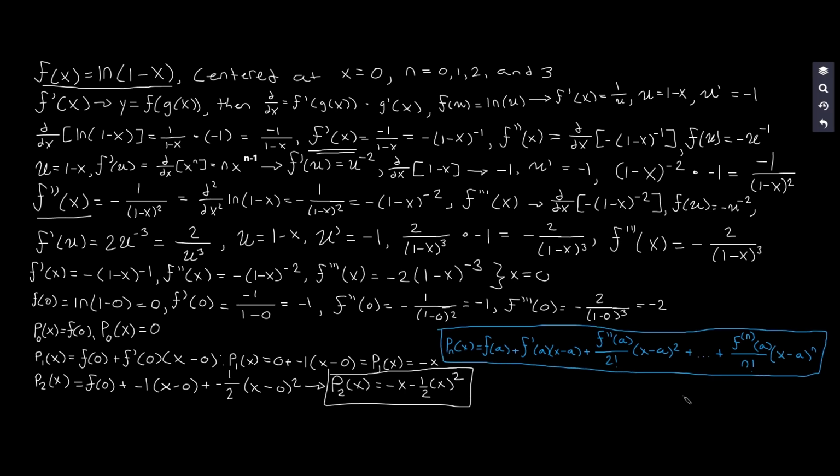So here we go. This is P sub n of x equals f of a plus f prime of a times x minus a, plus f double prime of a over 2 factorial times x minus a squared, plus anything in between all the way up to some number n. Okay? And so let's apply this to our P. So we did P sub 2. We're going to just jump right in. We're going to do P sub 3 now.